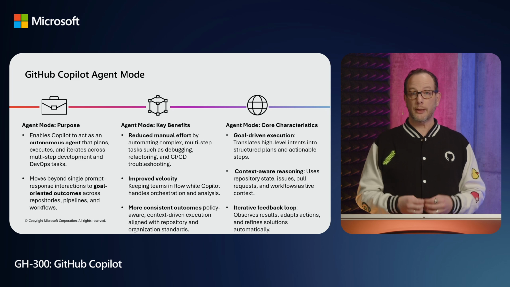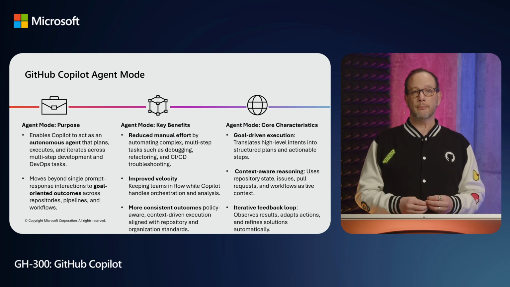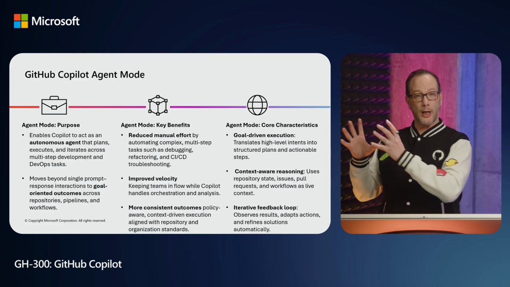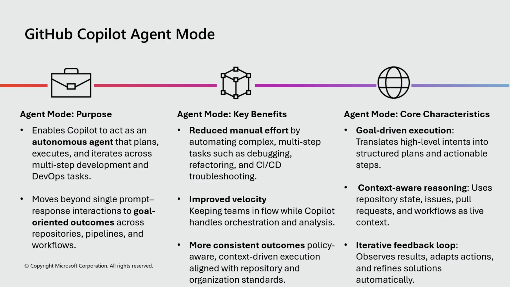Let's kick it off with the first capability here, agent mode. Agent mode is really that shift from prompt-based assistance to now goal-driven execution. Instead of responding to isolated questions, Copilot can now plan tasks, execute steps, evaluate results, and iterate. Pretty much like a human engineer working through a problem.